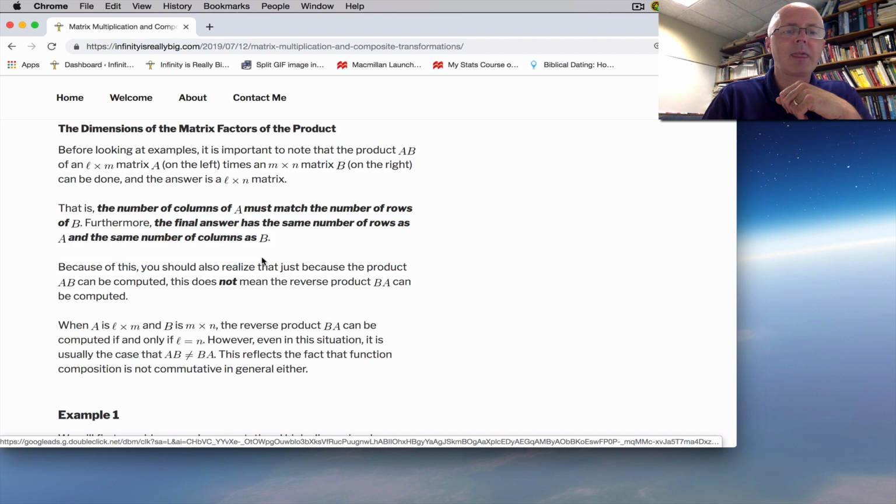Because of this, you should also realize that just because you can do A times B does not mean you can do B times A. In fact, it's only going to work if L and N are equal. However, in that case, A times B does not necessarily equal B times A. That's reflecting the fact that function composition is not commutative.